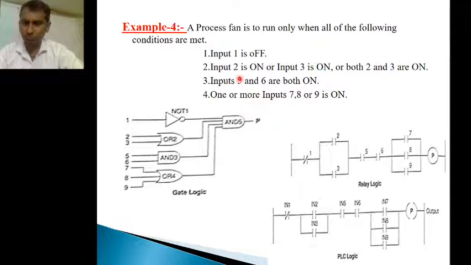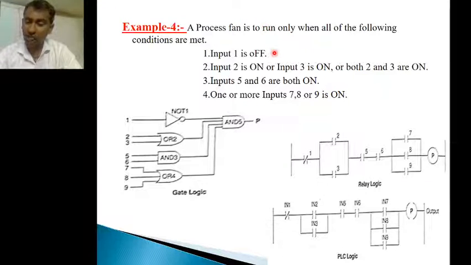So input 2 is on, input 3 is on, or both are on, which represents one OR gate. And next, inputs 5 and 6 both are on, which means we can go for the AND gate. And one or more of inputs 7, 8 or 9 is on means an OR gate. So here we can consider the 3-input OR gate. If all the conditions are met high, then only the process fan runs.